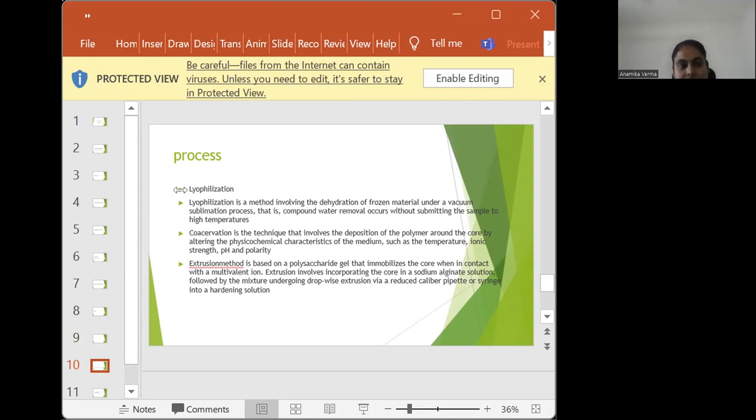Now the third one is pan coating. For relatively large particles, which are greater than 600 micrometers in size, microencapsulation can be done by pan coating, which is being widely used in the pharmaceutical industry for the preparation of controlled release particulate.